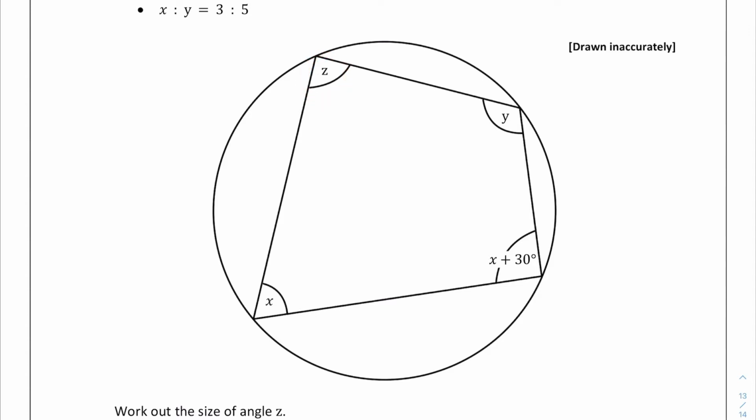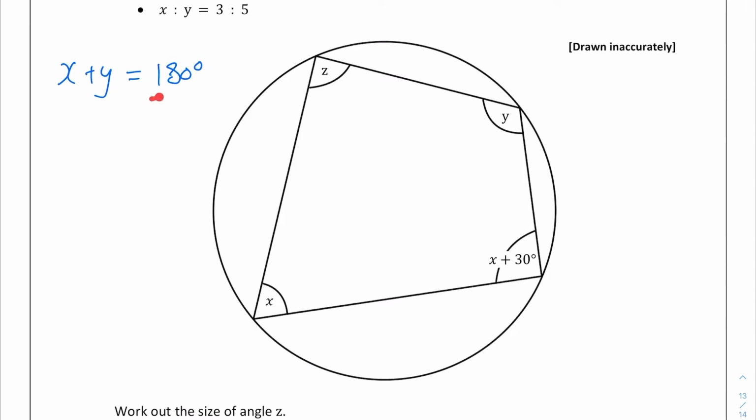One of the circle theorems you need to remember is that opposite angles in a cyclic quadrilateral add up to make 180 degrees. So if we take x and y and add them together, so x plus y, they must equal 180 degrees together. And because we have a relationship between the ratios of x and y, we can work out the individual value of x or y from this equation right here.